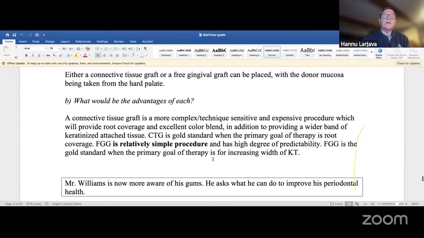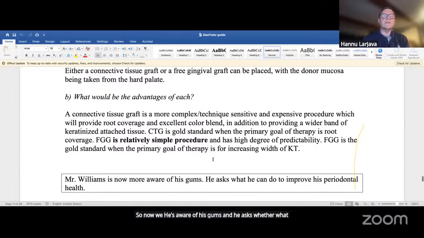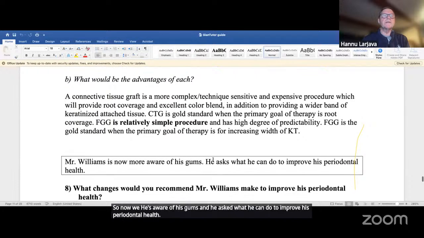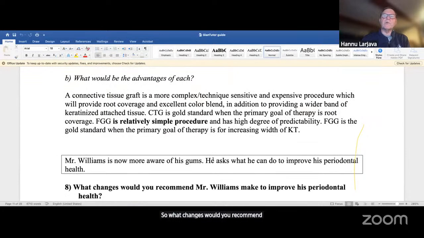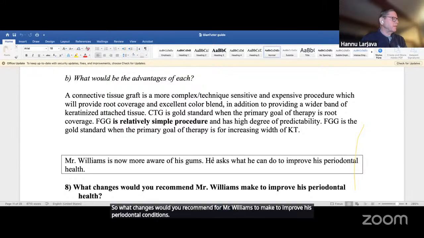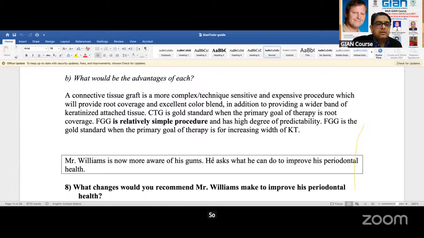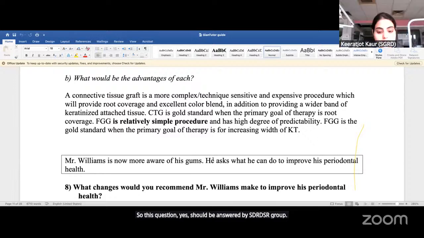So now he's aware of his gums, and he asks what he can do to improve his periodontal health. So what changes would you recommend for Mr. Williams to make to improve his periodontal condition? This question, number 8, should be answered by the SGRD Amritsar group. Yes, sir, SGRD Amritsar group.